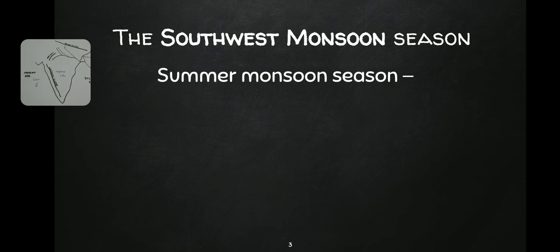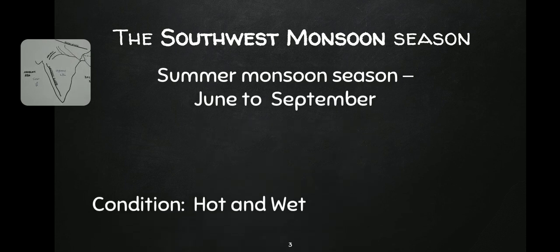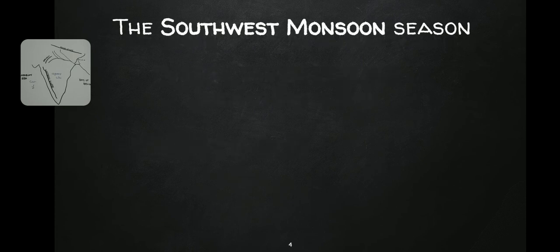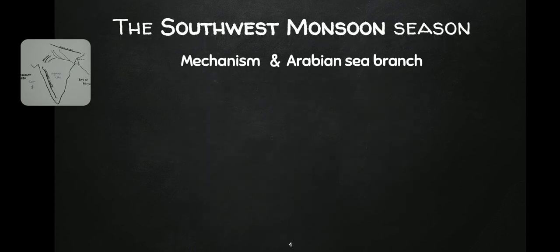After summer, the southwest monsoon season arrives between the months of June to September, and the general condition of this period is hot, with high temperature and with heavy to moderate rainfall throughout the country. Then we started with the mechanism of southwest monsoon winds, how they blow from the permanent wind, and the Arabian Sea branch we have discussed.